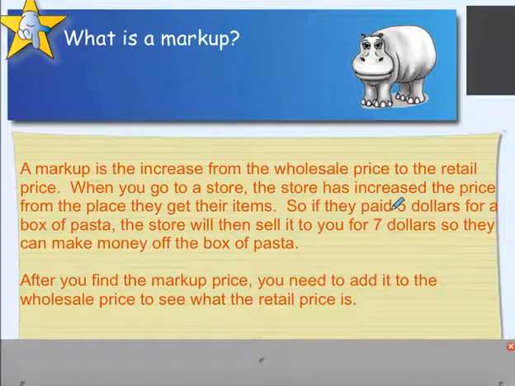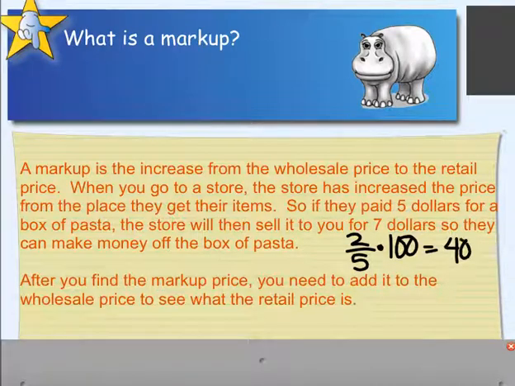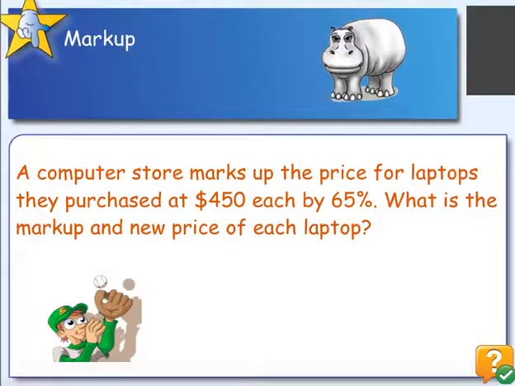So if they paid $5 for a box of pasta, the store might sell it to you for $7 so they can have those $2 for their profit. So their percent change in this case, they're going up $2 over an original of 5. We're going to multiply by 100 and see that they marked it up by 40%. They had a 40% increase. So we actually add a certain amount to the original price. Let's just do a couple more examples of this.